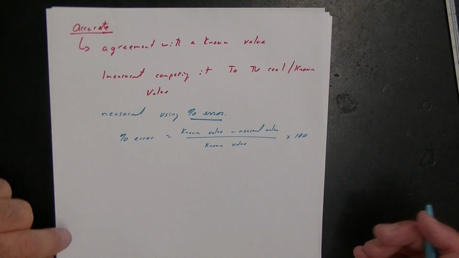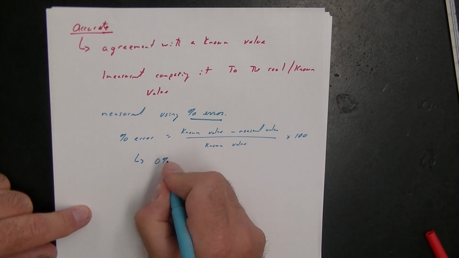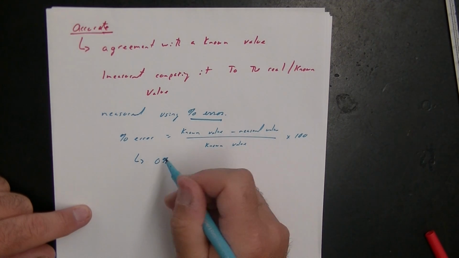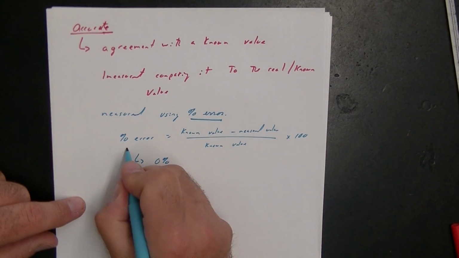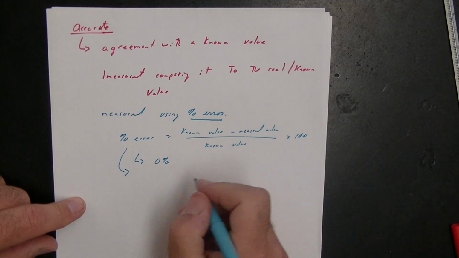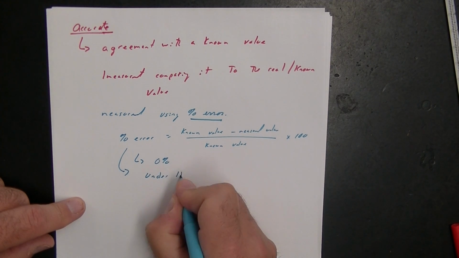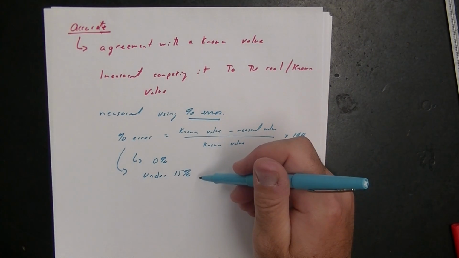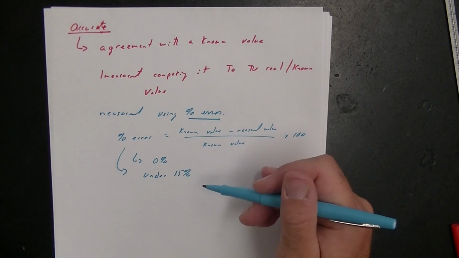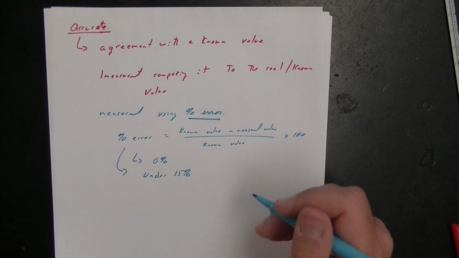Now, what do we want our percent error to be? Well, we would love it to be 0. But in our case, it's probably not going to be 0. If we can be under 15%, that would be good for our purposes. If you start getting big percent errors, you can't just ignore it. You can't just say, oh well, it's okay. It's not okay.